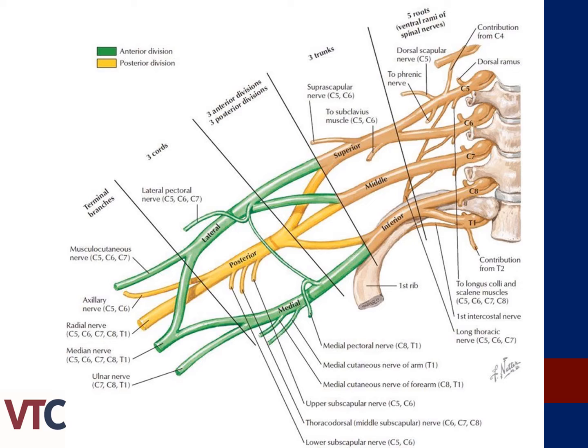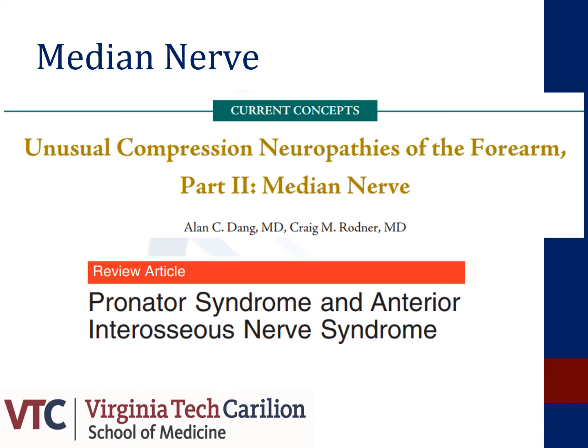Following this slide, we will go into further detail of the uncommon compression neuropathies of the upper extremity and hand. To begin, we will focus on the unusual compression neuropathies encompassing the median nerve, specifically pronator syndrome and anterior interosseous nerve syndrome. Of note, the median nerve is comprised of branches from C5 to T1.